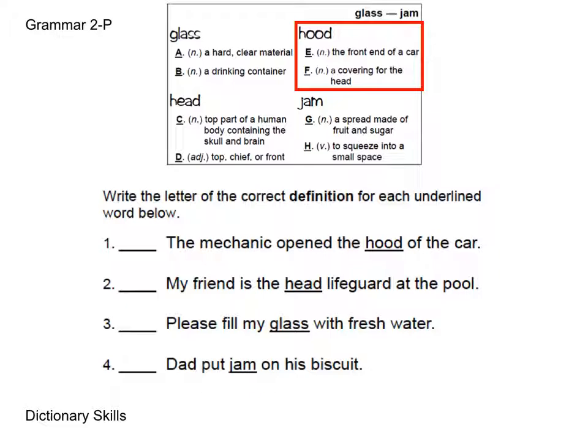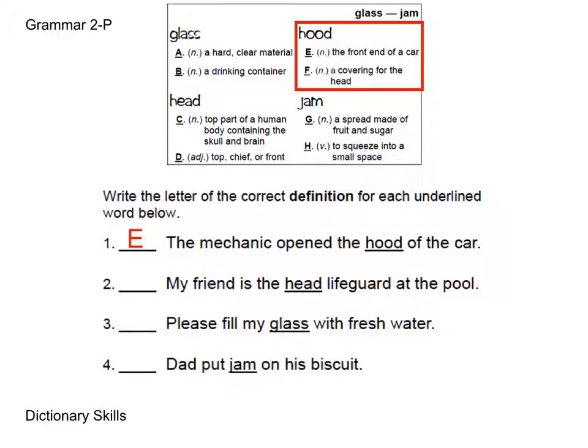So we have the mechanic opened the hood, or the front end of a car, or it could mean the mechanic opened the covering for the head of the car. A car doesn't really have a head, but also within the first definition of hood, we see the word car. So that's a pretty telltale sign that E is going to be the correct answer. And so then you'll go through the other three sentences and see what is the correct definition based off of the context clues within that sentence.